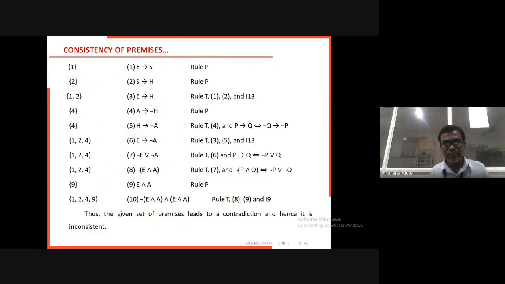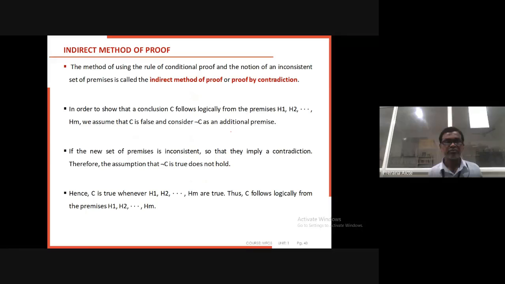So we see the final result is E and A, negation of E and A, so that negation P and P becomes false only. False means it is a contradiction, so it is inconsistent. Like that we can prove this. Here I can use rule P and rule T, as we showed previously.